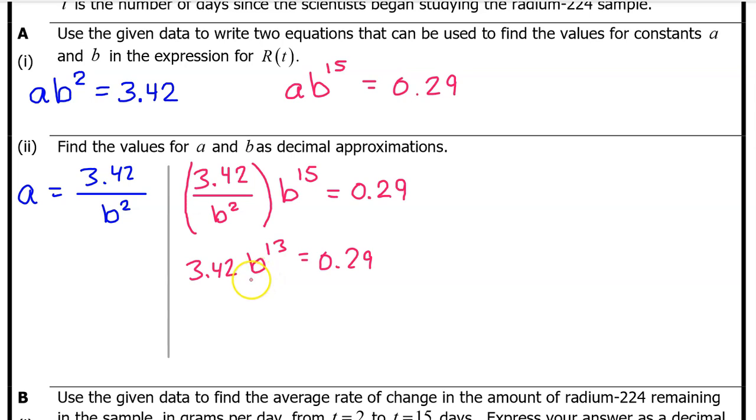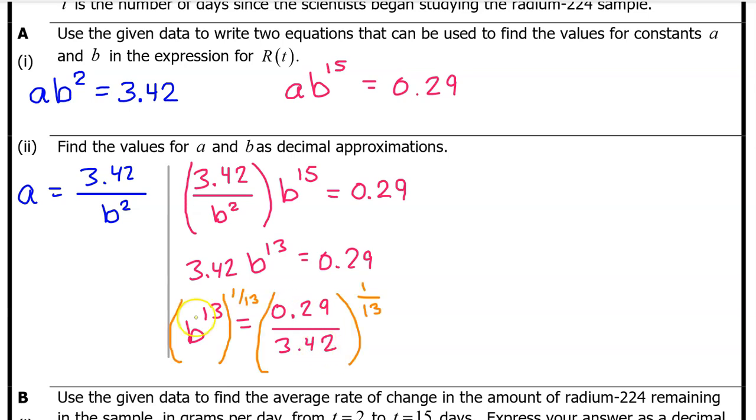Let's get b closer to being by itself by dividing both sides by 3.42. So we have b to the 13th power is equal to 0.29 divided by 3.42. We can isolate the b by raising both sides of this equation to the 1 over 13 power. On the left side, you get 13 times 1 over 13. So these cancel each other out, leaving just b.